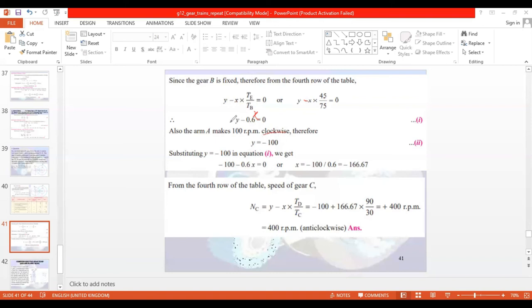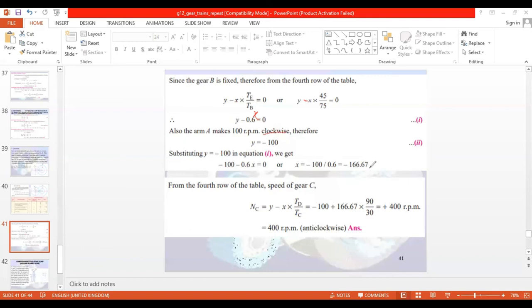If I substitute minus 100 here, I will find x. So minus 100 minus 0.6x is equal to 0, or x is equal to minus 100 by 0.6, that is equal to minus 166.67. So x is found now. X is the velocity: x is equal to minus 100 by 0.6, which is minus 166.67.